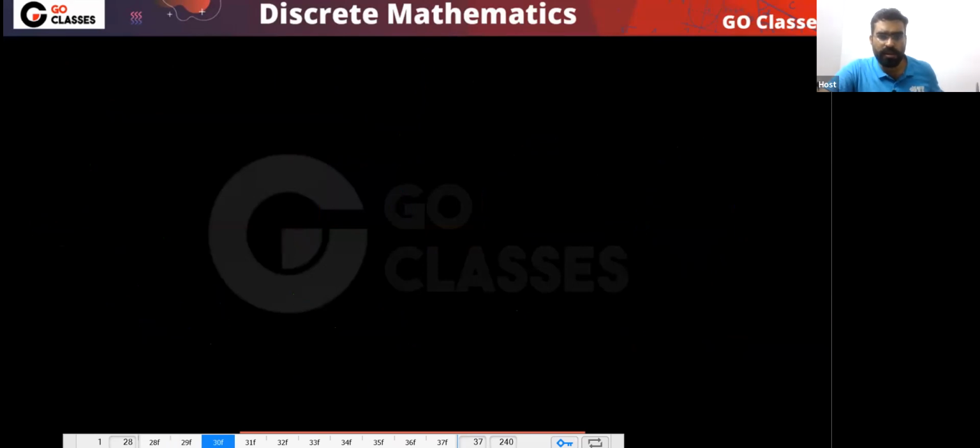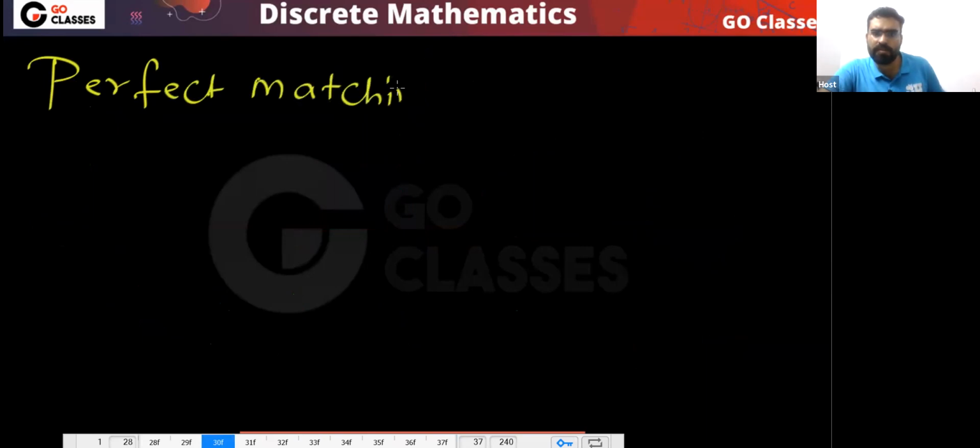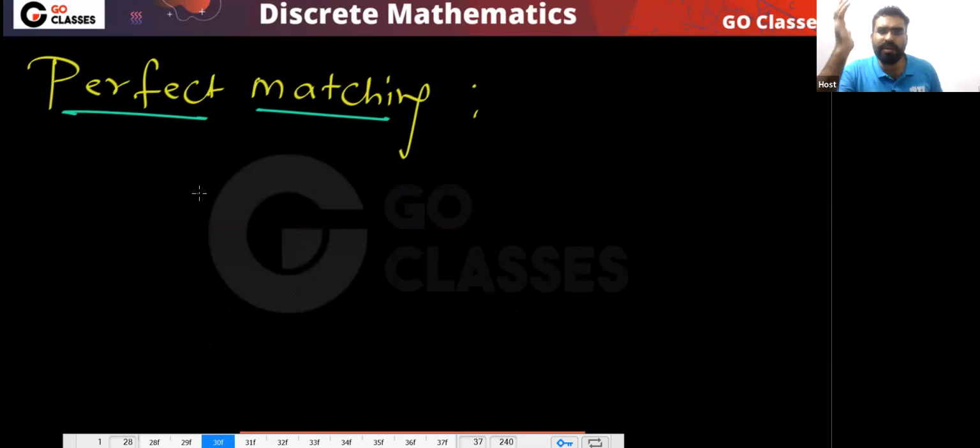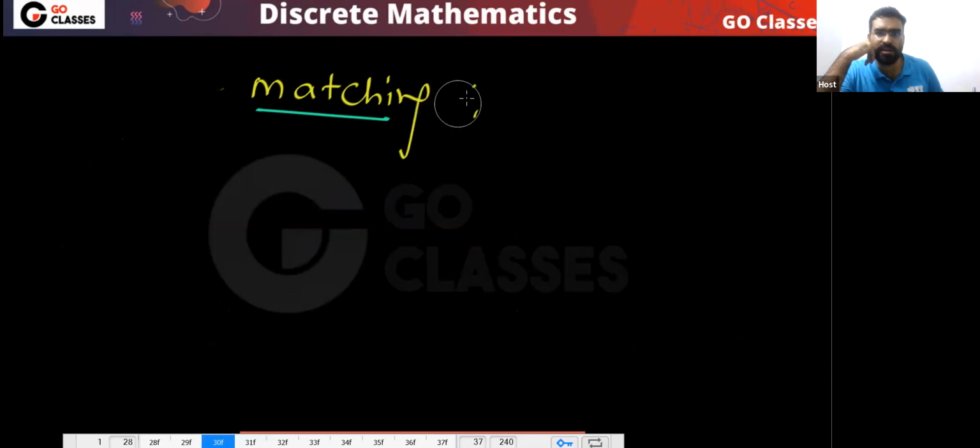Very simple. Now let's see the concept of perfect matching. Perfect matching. The name itself is telling you this is a matching which is perfect. In the real world, when do we use this word matching? Matching in real world.